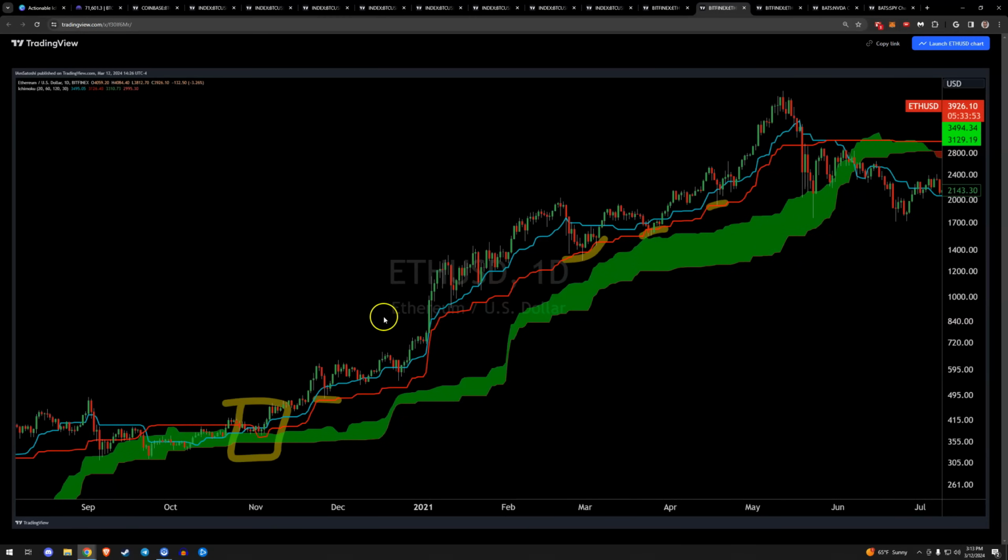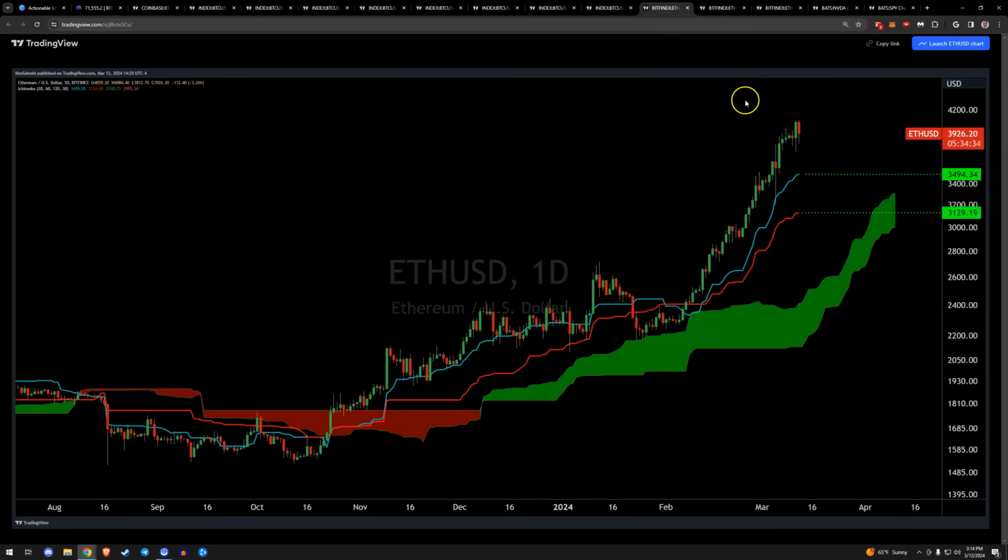If you turned on Fractals, you could see there's plenty of additional re-entries up here. That's why I like the daily. The daily now is maybe similar to February 2021, where we are just way above the Tenkan and the Kijun. Back to ETH, way, way above the Tenkan and the Kijun.